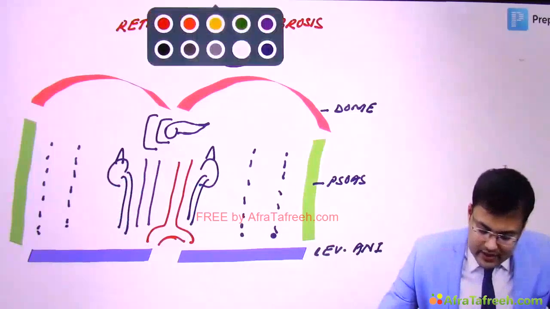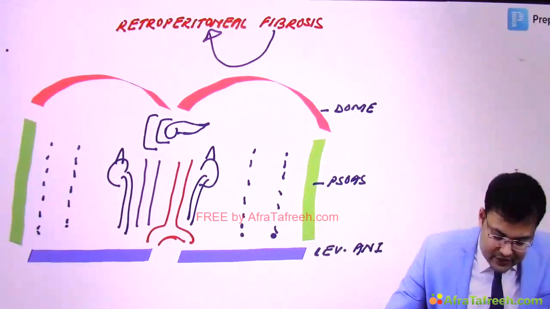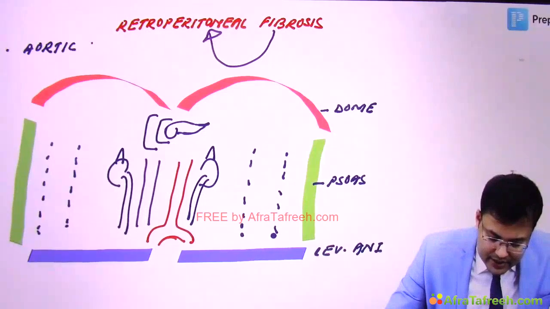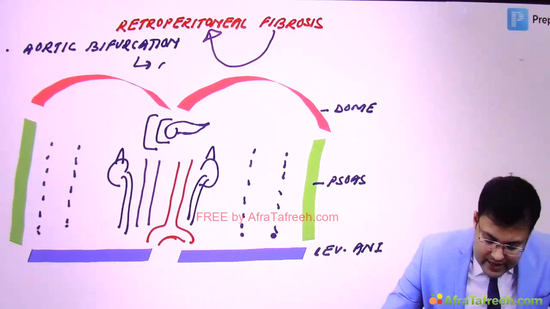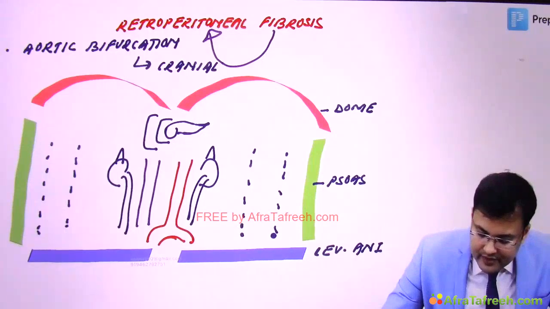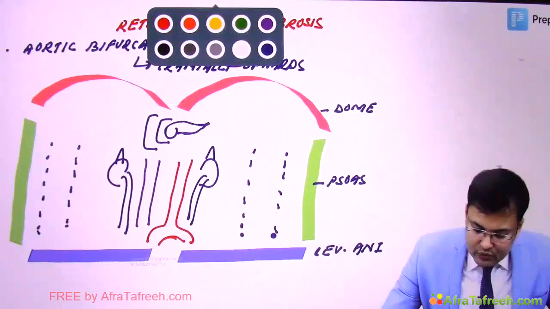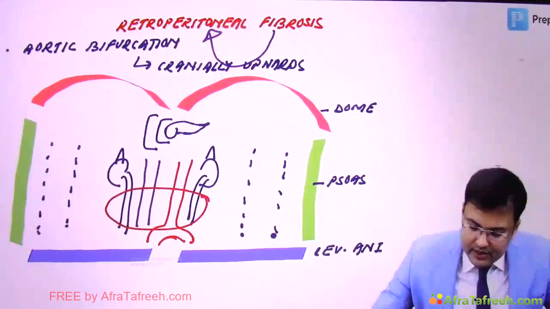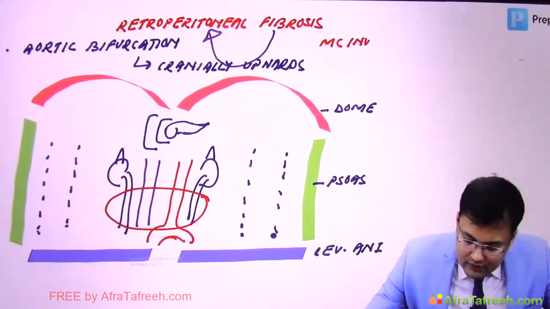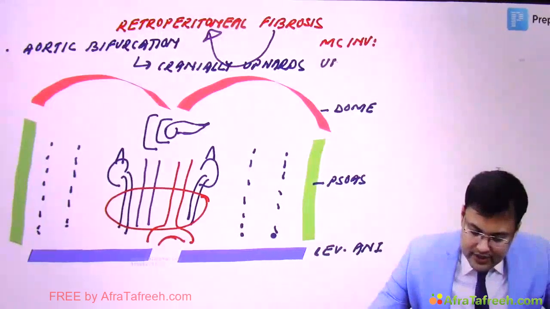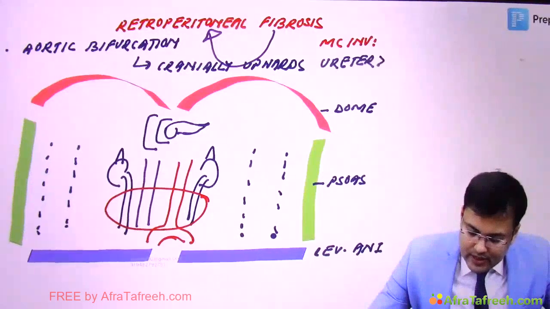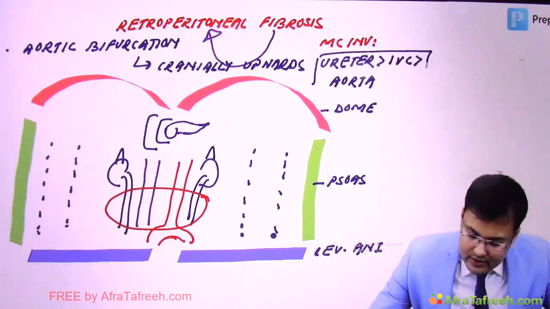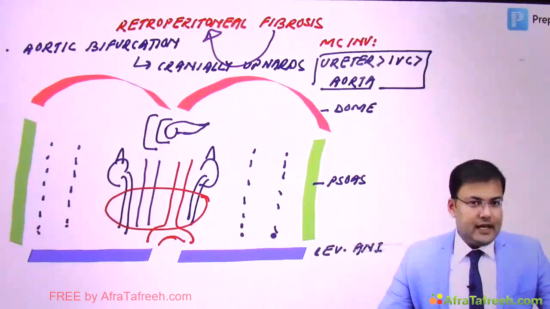Clear? So see, the fibrotic proliferation starts from aortic bifurcation. Clear? And it moves cranially upwards. Simple. Here you can see what are the three structures which are most commonly involved. Out of these three, the most commonly involved structure, that's ureter, followed by inferior vena cava, followed by aorta. Clear? So it's ureter, followed by inferior vena cava, followed by aorta.